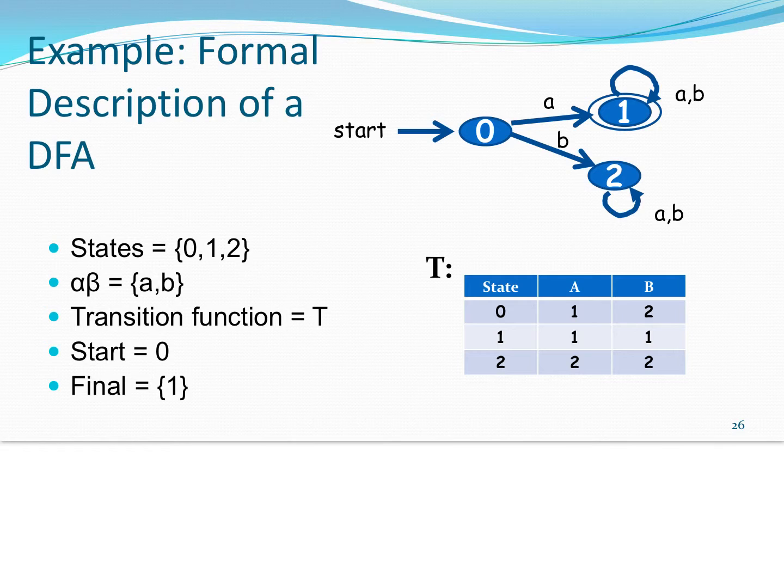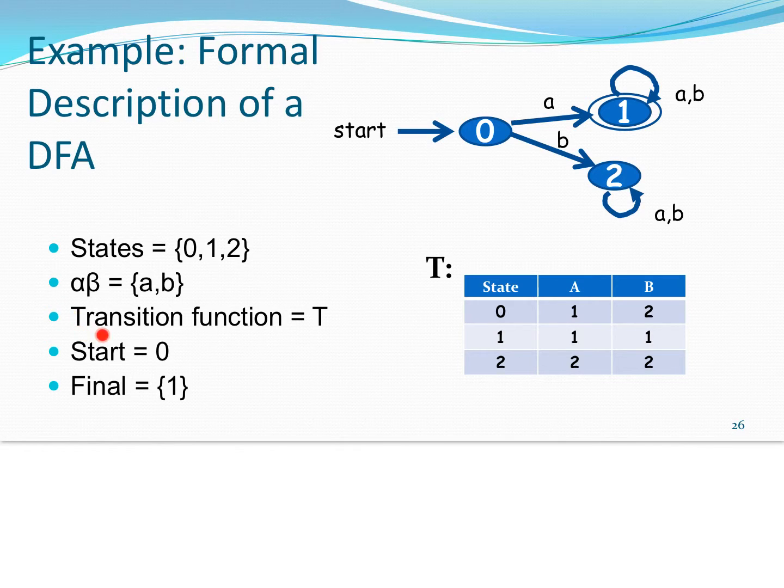So here's a formal description of a DFA. Here's a simple DFA that we've seen before, and we can just specify all the parts of it. So what are the states? Well, 0, 1, and 2. So we write down 0, 1, and 2. What's my alphabet? Well, it's the set {A, B} because these out transitions are for A and B.